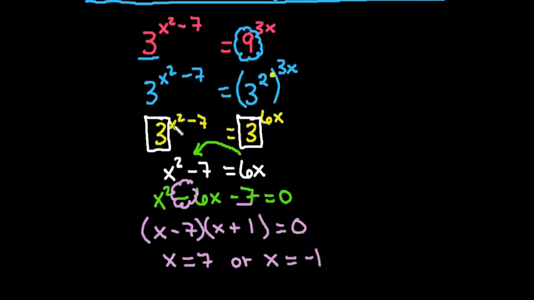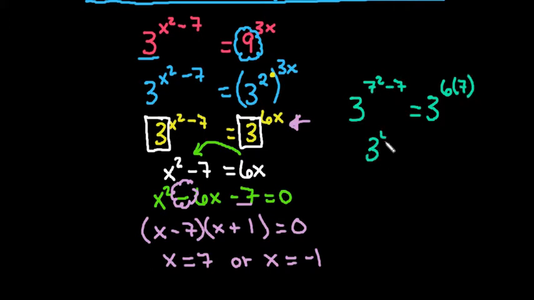Now we're going to plug both 7 and negative 1 into this expression right here to make sure that it does work. You can plug it back into the original one and just plug it into your calculator, but since I've already simplified both of these to be the same base, it's the easiest way to check by hand. So I would have 3 to the 7 squared minus 7, and we're going to ask, does that equal 3 to the 6 times 7? If we simplify this side, 49 minus 7 gives me 42. And this side also gives me 42. So this is really 3 to the 42nd power, which is a very large number, so it's possible you could get an overflow error on your calculator with that one.